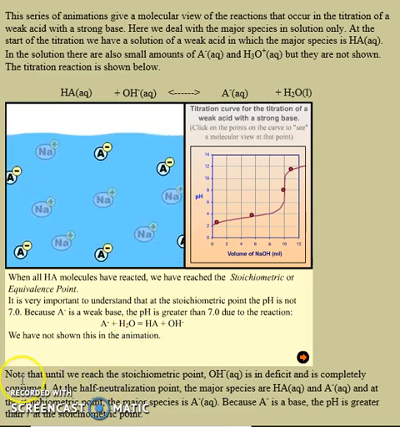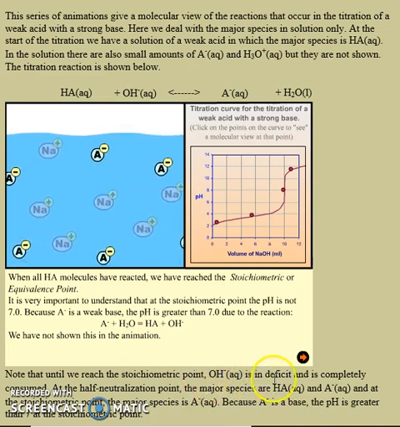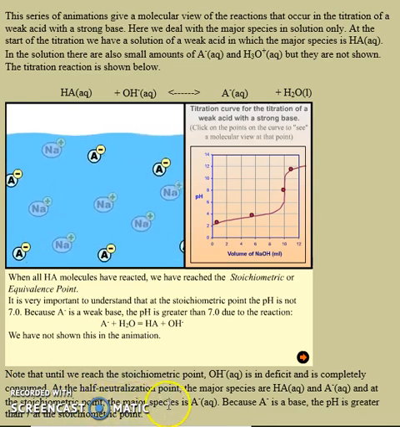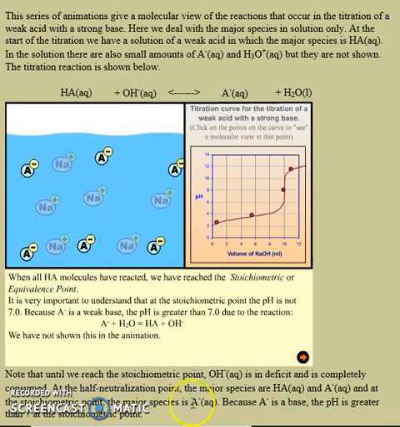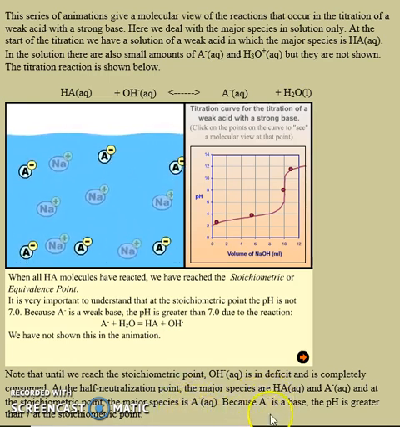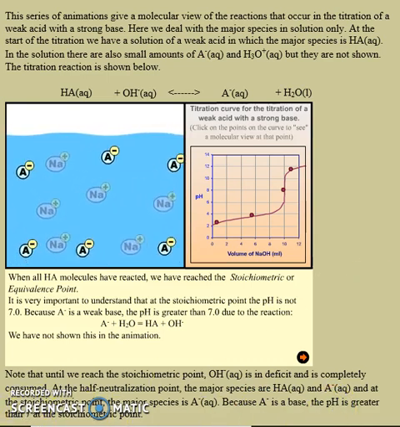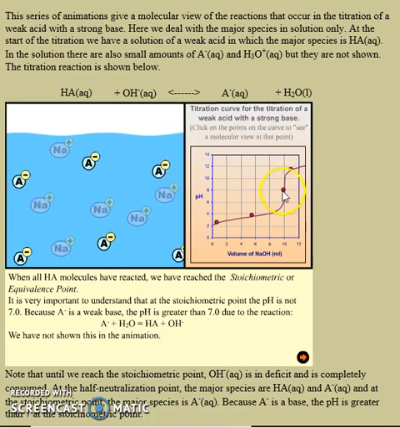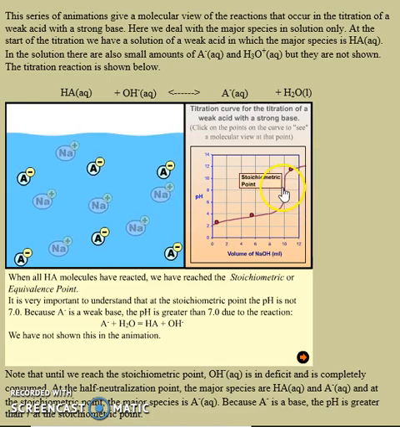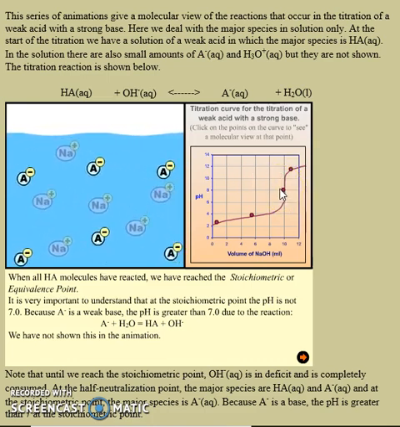So let's read this now on the bottom. Note that until we reach the stoichiometric point, OH⁻ is in deficiency and completely consumed. So again, at the stoichiometric point, the species is A⁻, that conjugate base, right? Because A⁻ is a base, the pH is going to be greater than 7. So that's why our stoichiometric point is not 7, because it's not a strong acid. It is going to be greater than 7 because that conjugate base is really prominent.